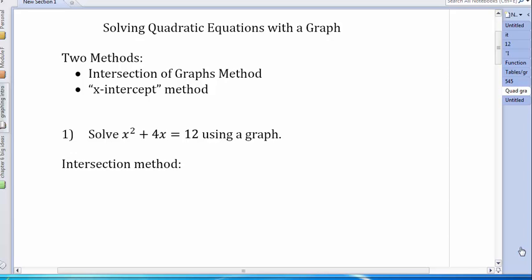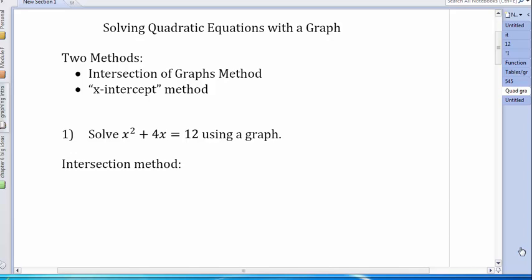So the first equation is x squared plus 4x equals 12. We want to solve it with a graph. Remember, you can solve these by hand using techniques like factoring, but the emphasis of this video is how to use a graph to come up with the solutions. So the first method is called the intersection method.